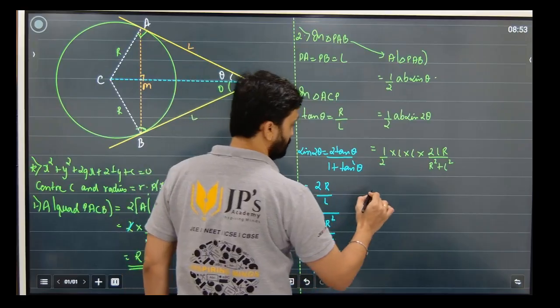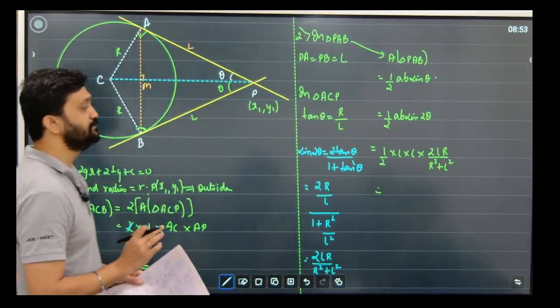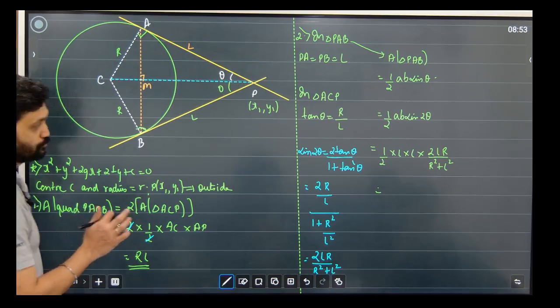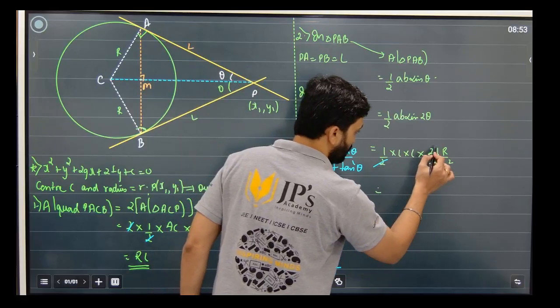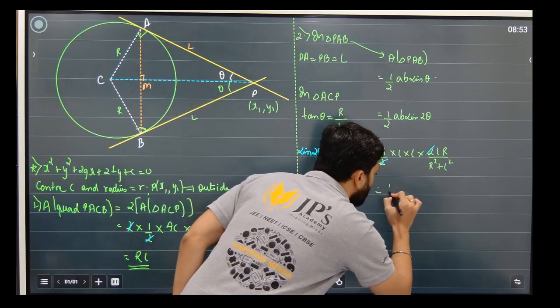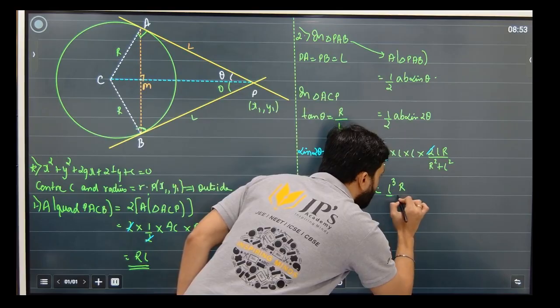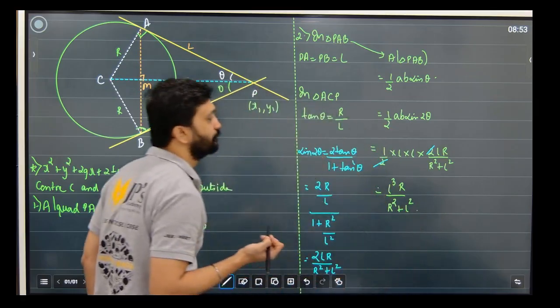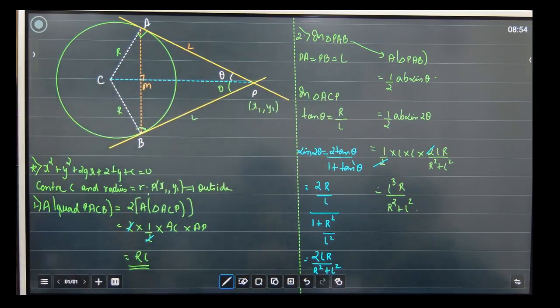And then the only thing that gets cancelled is your 2. This 2 is gone, and this 2 is gone. I am left with L cube R upon R square plus L square. Did you guys understand this? So I'll just rush through it.